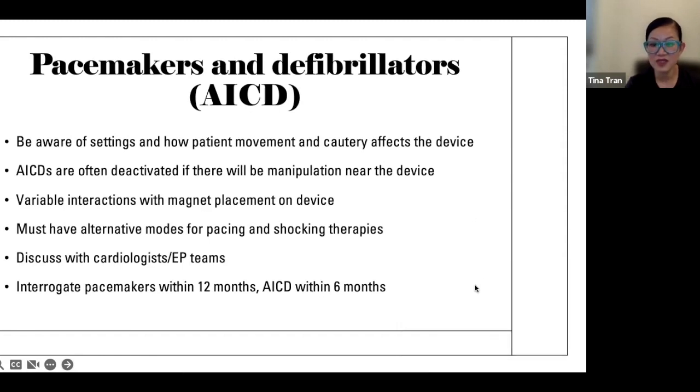And I have a question about temporary TVP insertion depending on the procedure. Oh, temporary. Yes, yes, depending on the procedure.